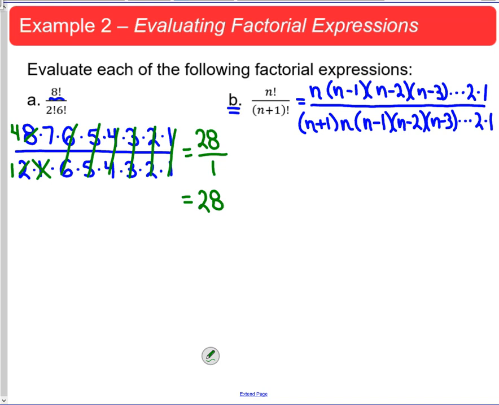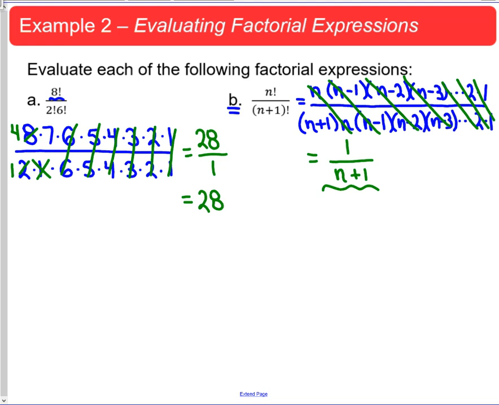See if you can start crossing things out. What do I get to cross out? I get to cross out n, n minus 1, n minus 2, n minus 3, and everything else that's further to the right. I've canceled out everything from the top. I'm left with just a placeholder of 1 on the top. Down in the denominator, I'm left with the factor n plus 1. And you simplified that term. That's it. That's your answer to Part B.